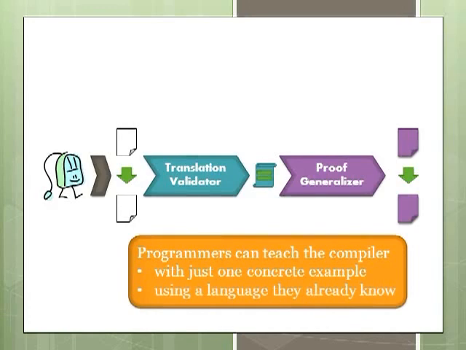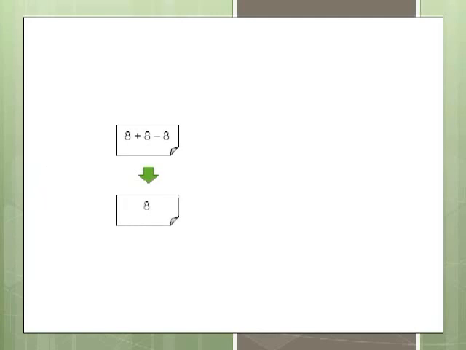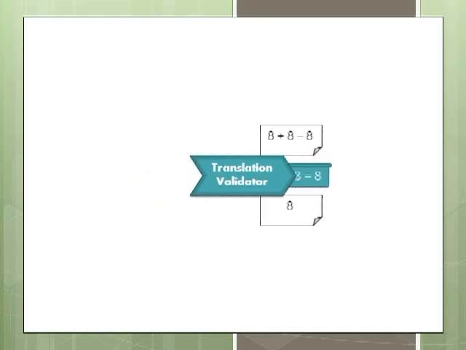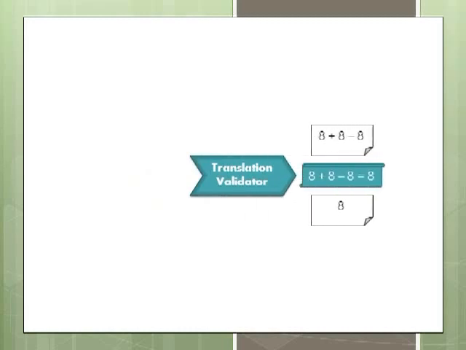So now, let's look at this process in some more detail. Suppose the programmer gives us the optimization, rewrite 8 plus 8 minus 8 into 8. The first thing we're going to do is hand off these two programs to our translation validator to check that this optimization is actually sound, giving us a proof that 8 plus 8 minus 8 actually equals 8.